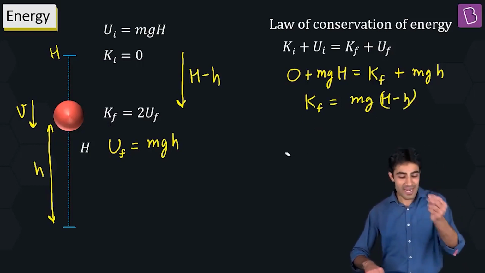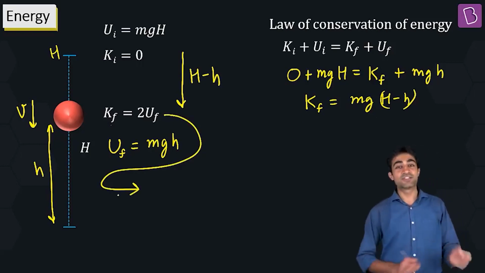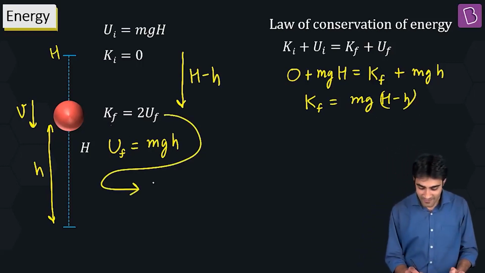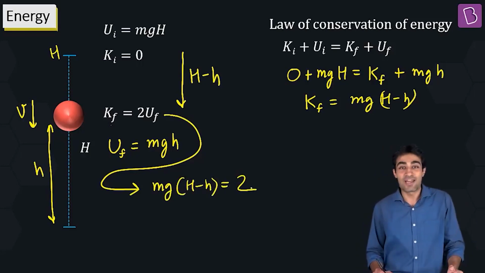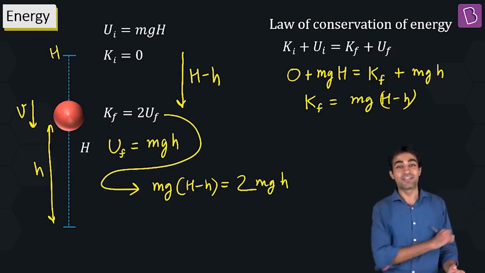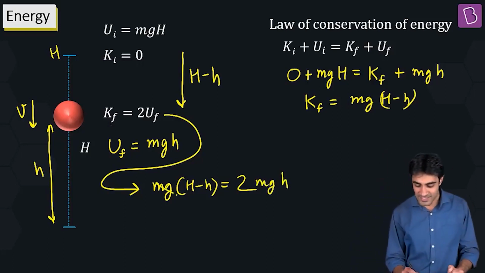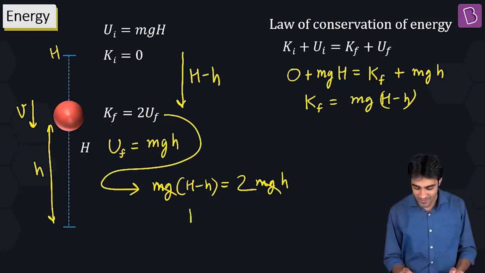Let us look at the condition given in the question. According to this condition, the final kinetic energy, which is mg(H minus h), is equal to twice the final potential energy. What is the final potential energy? It is mg small h. Now, can you see that mg is cancelling out mg? And we get the value of small h to be capital H by 3.